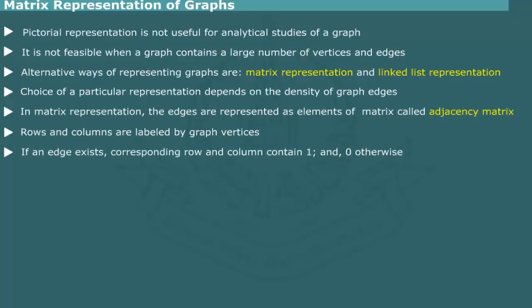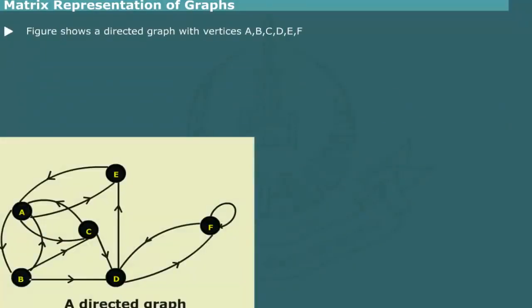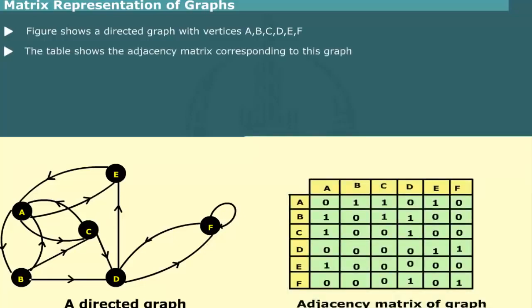We can algebraically define an adjacency matrix by using matrix notation. If Aij is an element of a matrix A in ith row and jth column, then Aij equals 1 if there exists an edge between ith and jth vertex, Aij equals 0 otherwise. Consider the graph shown in the figure. It is a directed graph with vertices labeled A, B, C, D, E, F. This figure shows the matrix corresponding to this graph.